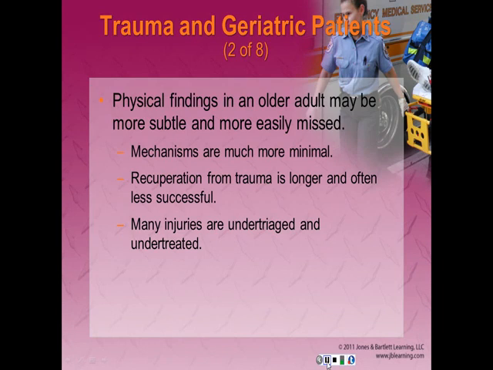Physical findings in an older adult may be more subtle and more easily missed. The mechanisms that cause serious injury in the elderly population are usually much more minimal than in younger people. There is also the consideration that recuperation from trauma is longer and often less successful in older people. Many injuries in the elderly are under-triaged and under-treated.